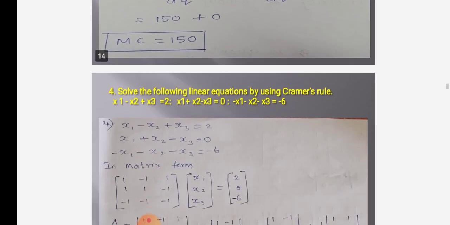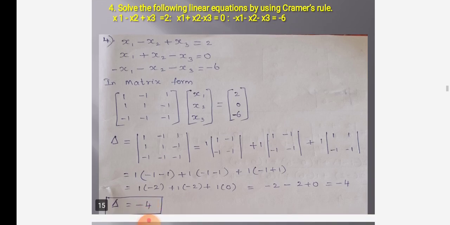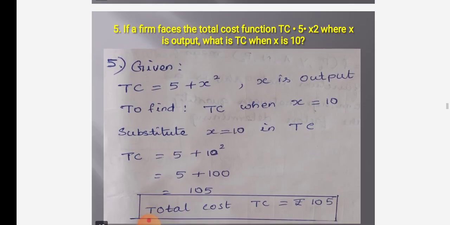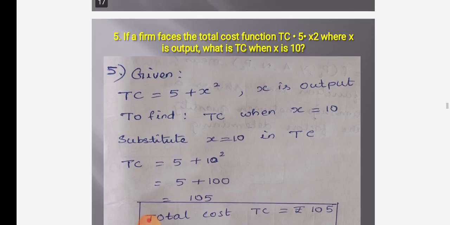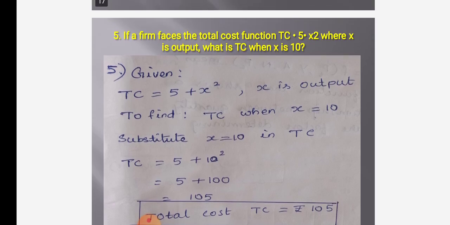Now the next topic. This Cramer's rule is not in our syllabus. Now coming to the next sum in our syllabus, that is question number 5, part C. If a firm has a total cost function to be 5 plus x square, where x is output, what is total cost when the x value is 10?